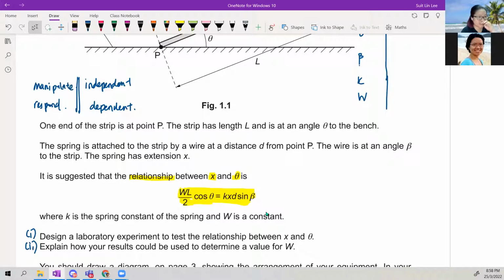Okay. So independent variable is something that the experimenter, or the student, changes. So independently, you go and change it. And then the dependent one is the response to the change. So responding to the change, you're dependent on the other thing. Okay. So we start with that one. Or you can say vary the independent variable and measure the dependent variable. So one of these will be X and one of these will be theta.